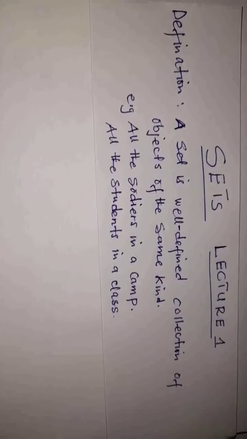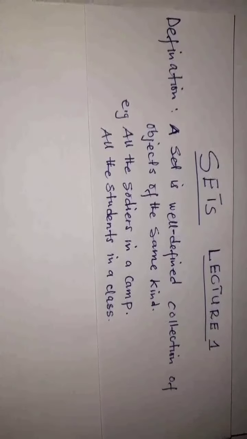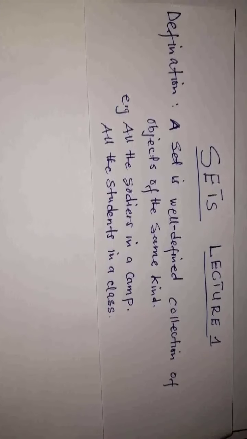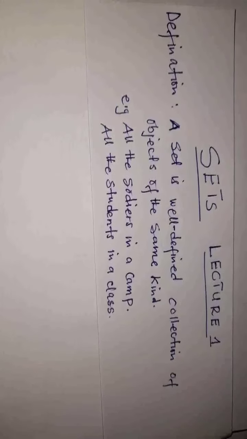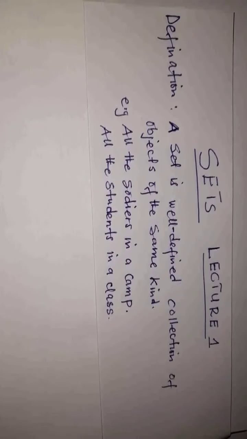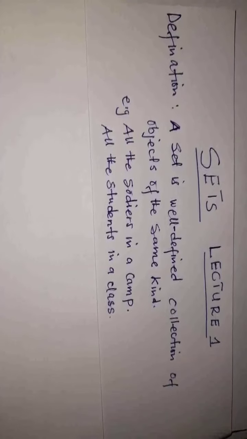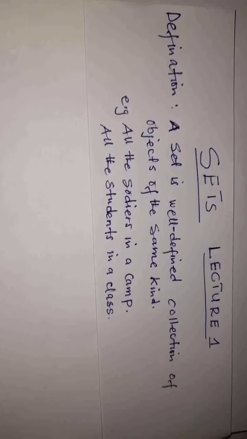So we are going to start with the definition of a set. As you can see, it says a set is a well-defined collection of objects of the same kind. So an example there is all soldiers in a camp. Another example could be all students in a camp. It could be the months of the year. The months of the year, it's also a set.